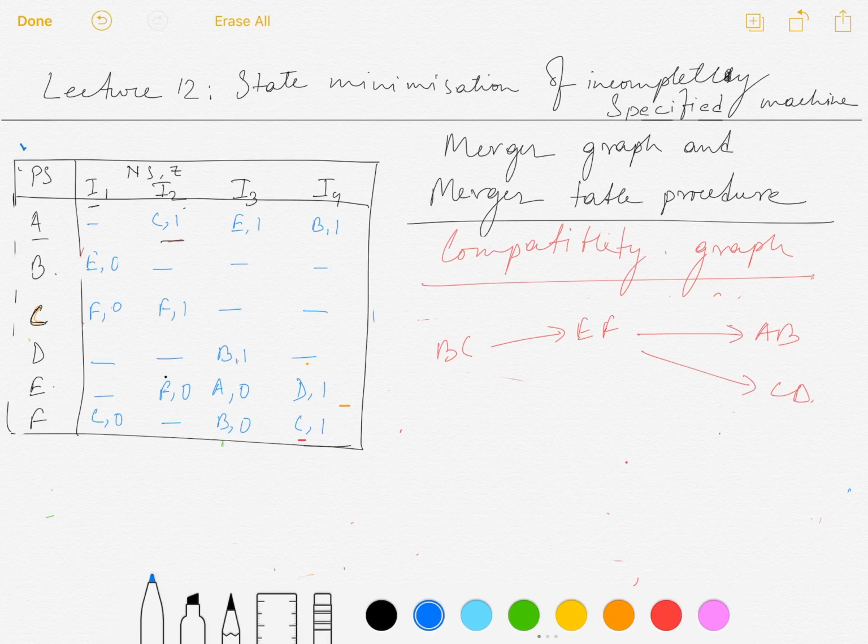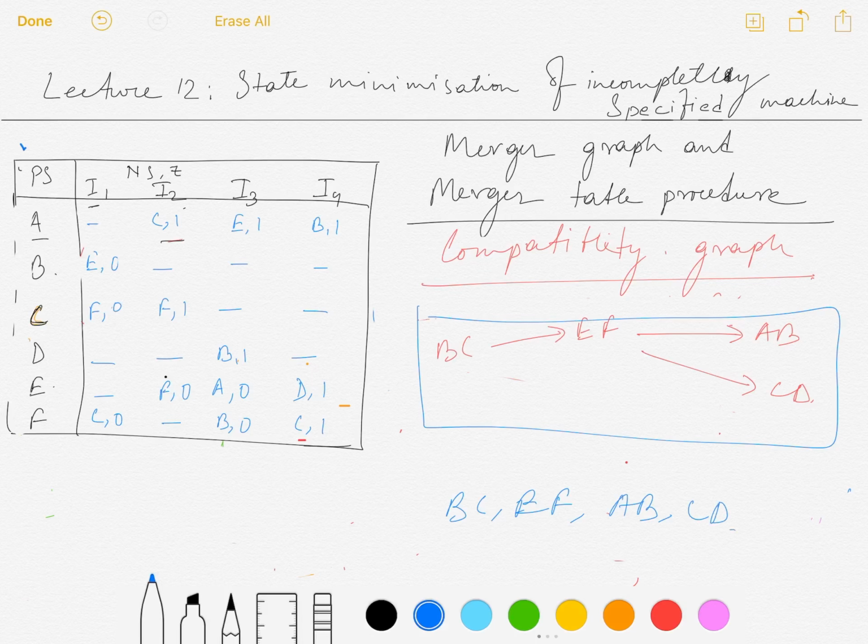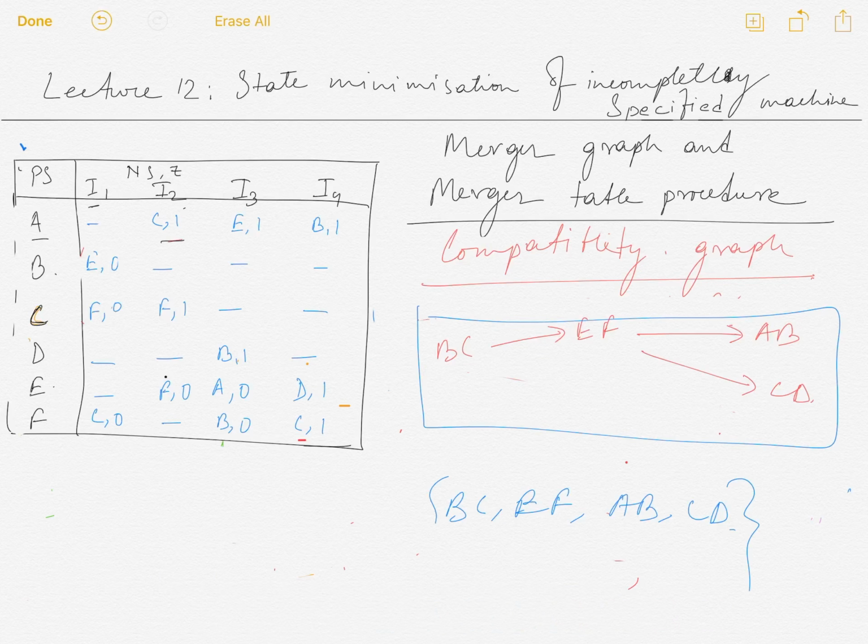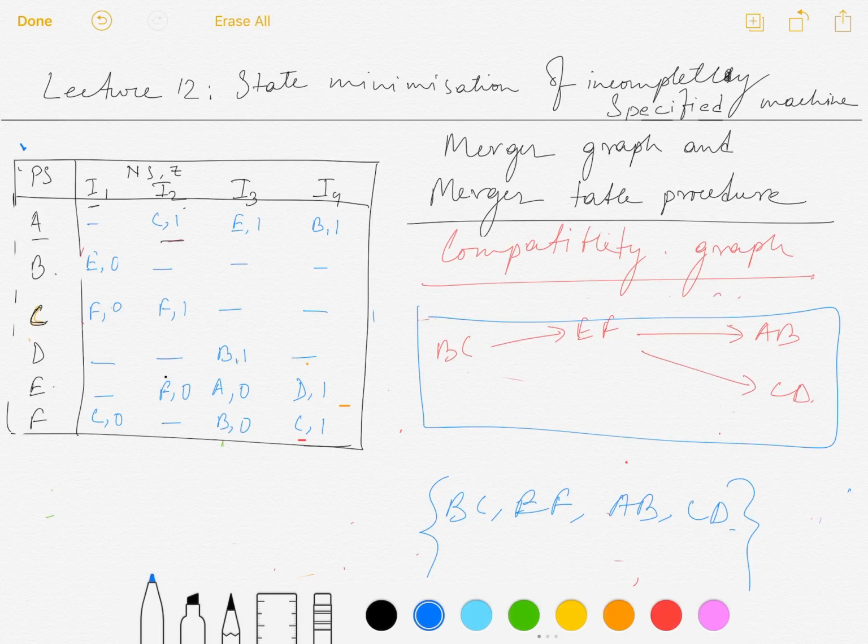Now, if I consider this set, look at this: BC, EF, AB and CD. If all the pairs and their implied pairs are present over there, we can say that this one is closed, because BC and its implied pair is EF, EF and its implied pairs are AB and CD, AB and CD do not have any implied pair. So, all pairs and their implied pairs are present in this set. So, it is closed, and it is covering A, B, C, D, E, F, all of them, right.